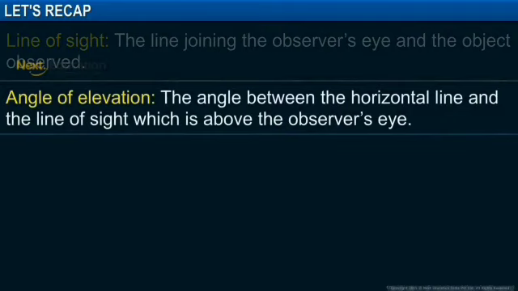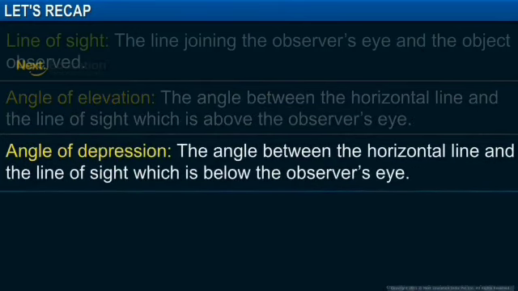We learned in this lesson that the line of sight is the line joining the observer's eye and the object observed. The angle of elevation is the angle between the horizontal line and the line of sight, which is above the observer's eye. The angle of depression is the angle between the horizontal line and the line of sight which is below the observer's eye.